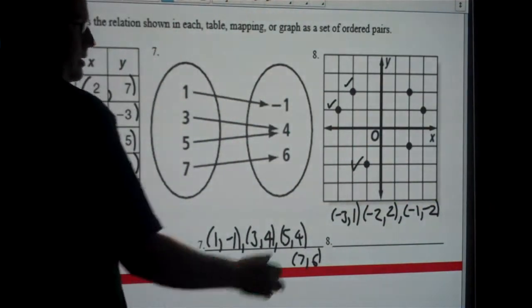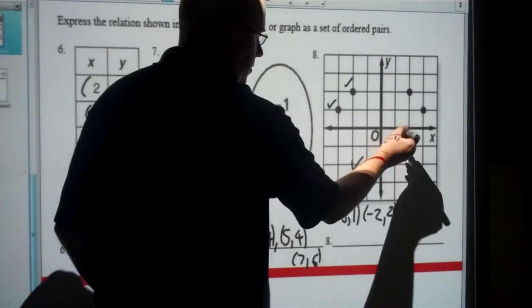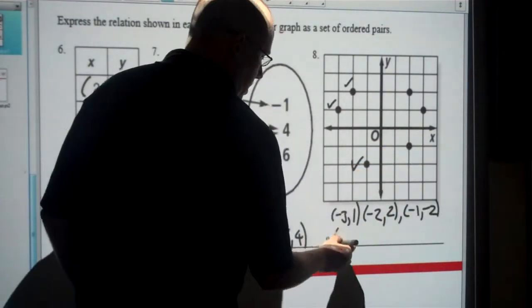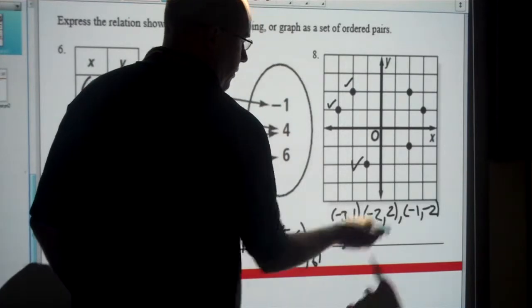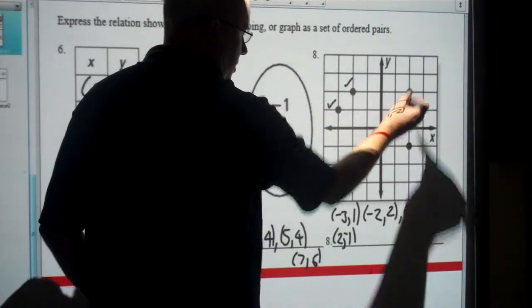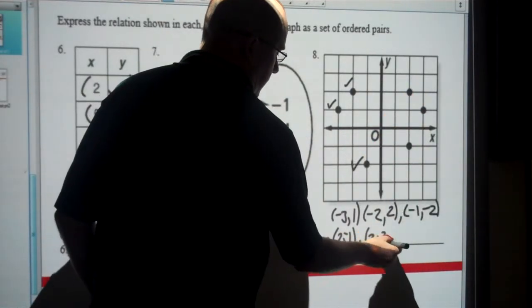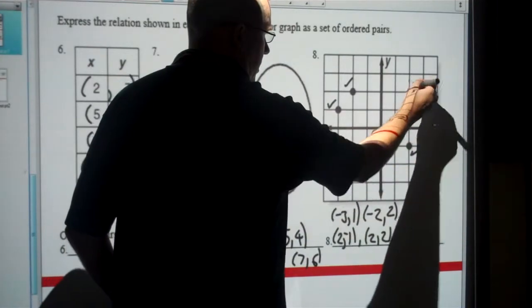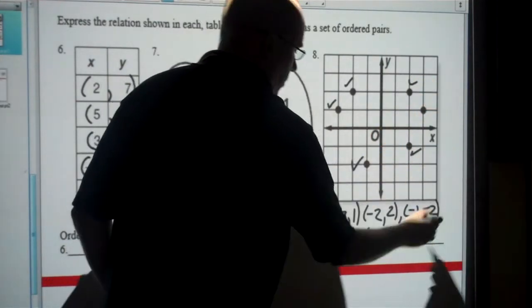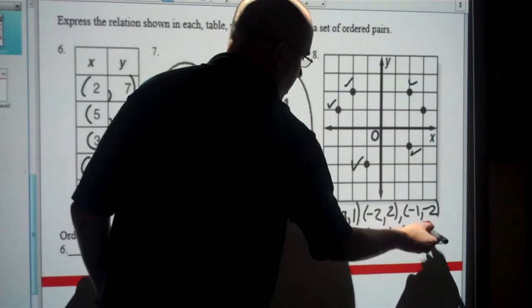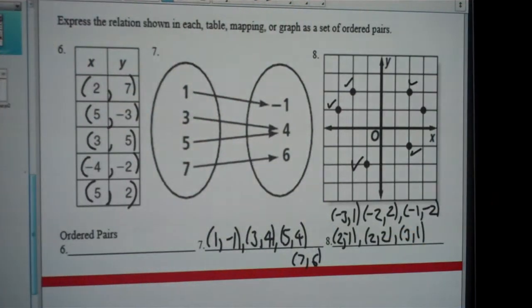And then on the right hand side of the y-axis, this one would be across 2, down 1. So 2, -1. This would be 2 across and then 2 up, so 2, 2. And our last point is 3 to the right and 1 up, so +3 and then 1.